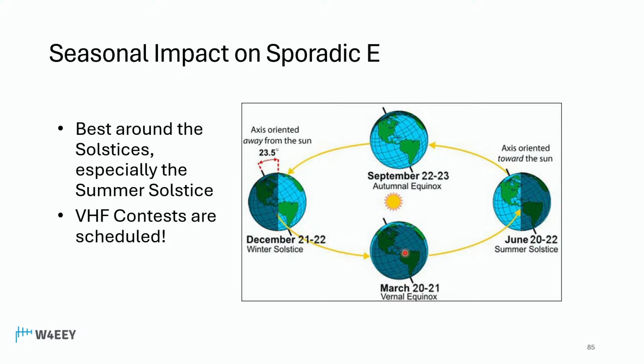Now, seasonal impact. The Earth tends to rotate on its axis through the seasons. We've got December, September, June, March. So sporadic E is most likely to occur around the solstices, especially the summer one, which is over here, end of June. And of course, VHF contests and Field Day are scheduled at that time.